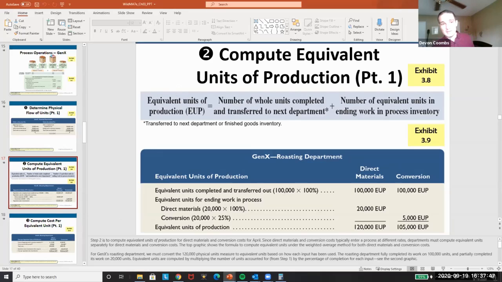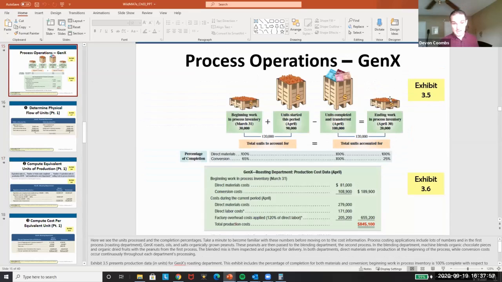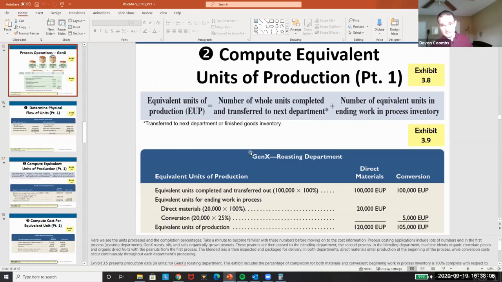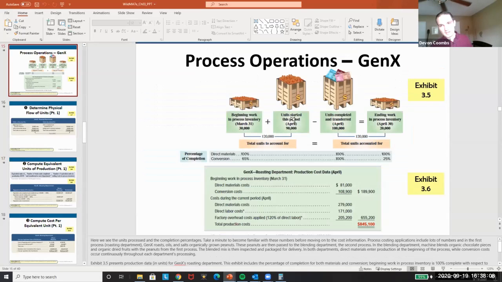And so we always need to memorize these formulas. Equivalent units of production are the number of whole units completed plus the number of equivalent units in the ending work in process inventory. Again, that's right here. And then we'd apply these percentages to finish the equivalent units of production. I could see quiz questions giving you fact patterns where they say your beginning work in process is 30,000, your units started and completed is 90,000, and your units completed and transferred out is 100,000. They won't give you ending work in process, so you'll have to know this formula to calculate it. You just go 30,000 plus 90,000 minus 100,000, and we get our 20,000.